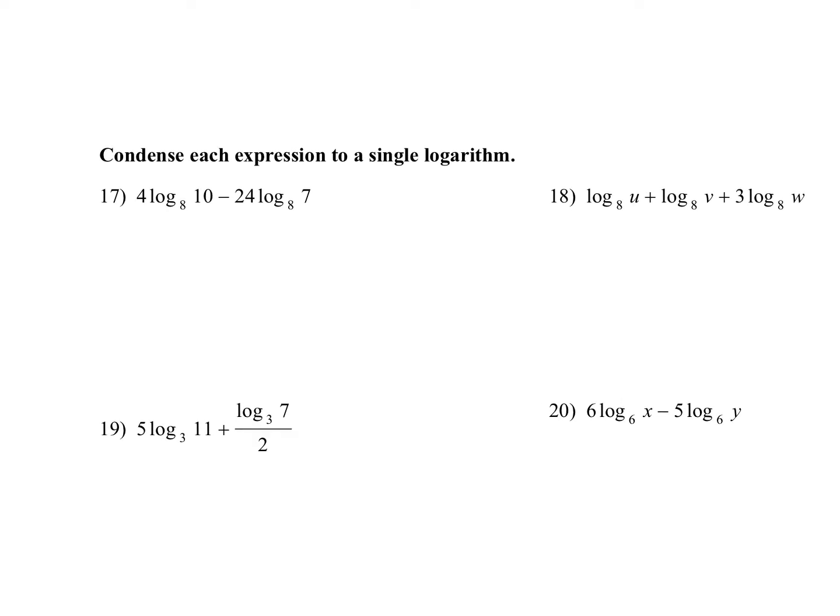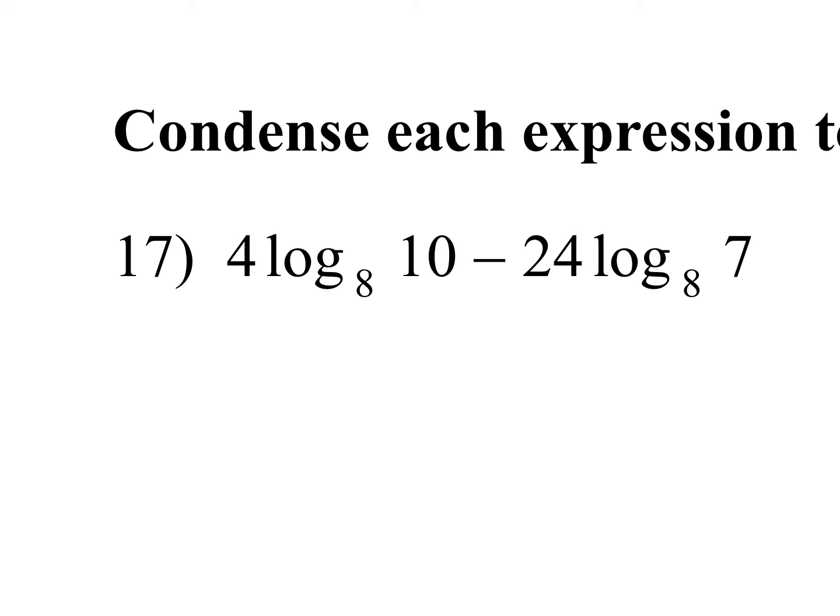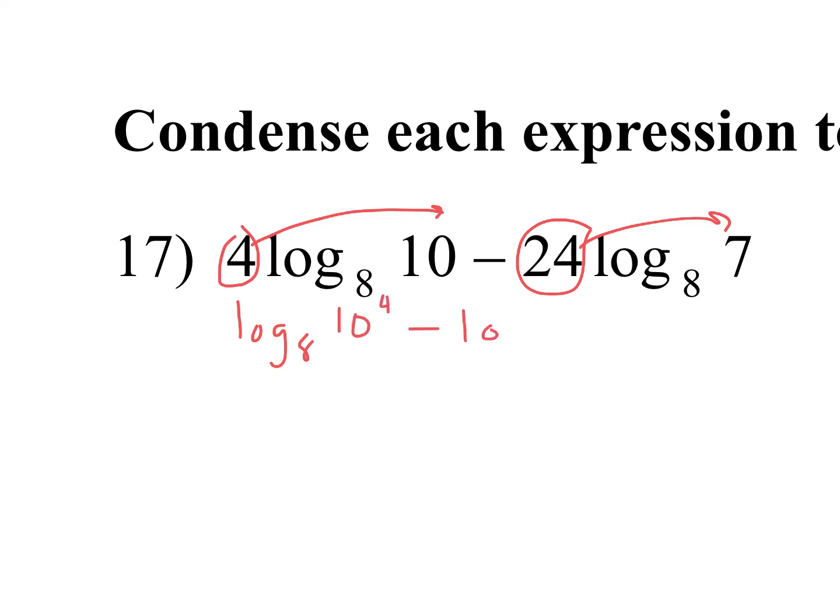Condense each expression to a single logarithm. So the first thing we want to do when condensing or expanding is figure out our exponent. If we have a number out front, we bring it to the top. If we have a number up top, we bring it to the front. So here we have numbers out front, so we're going to make these our exponents first. So this is going to be log base 8 of 10 to the 4th power minus log base 8 of 7 to the 24th power.